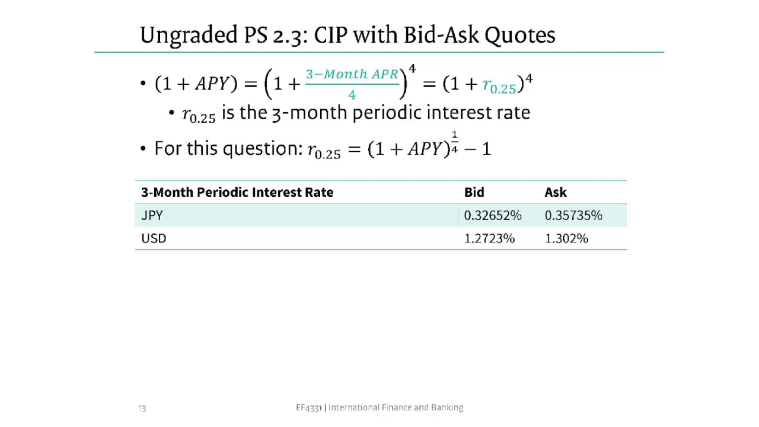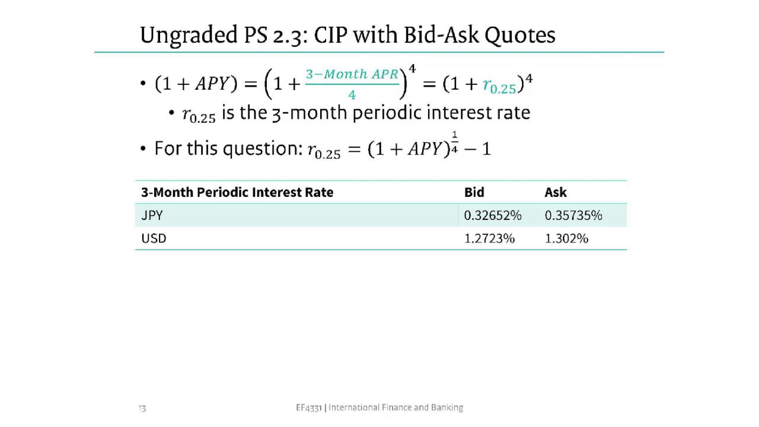So what you're given, I believe, is here. Yeah, you're given a 3-month forward price, right? Bid and ask quotes. But your 3-month interest rate, however, is quoted annually, APY.